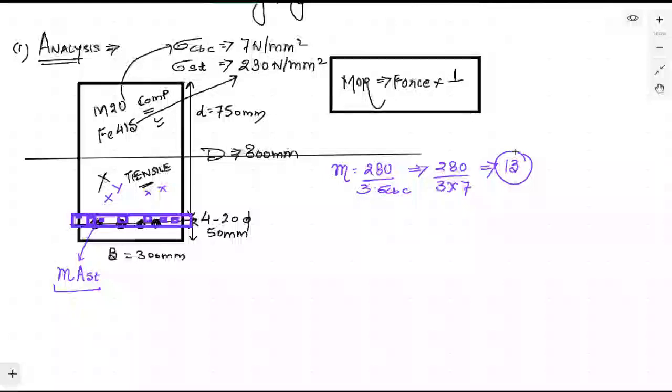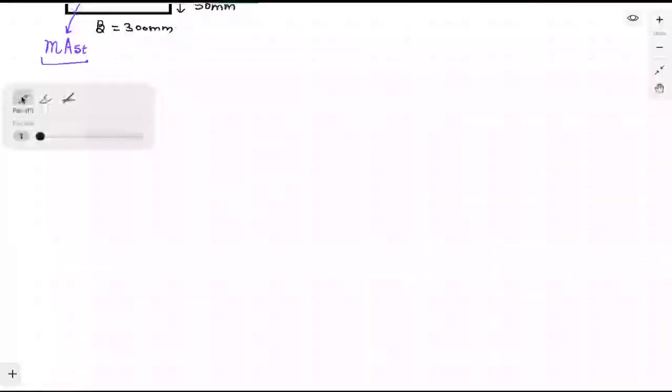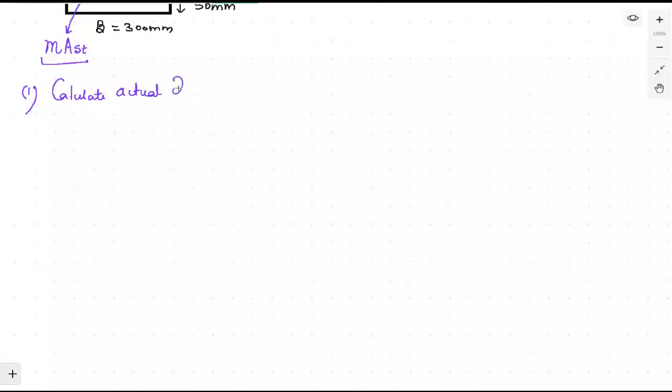अब बात करते हैं एनालिसिस की। एनालिसिस का मतलब होता है you have to calculate the moment of resistance. There are certain number of steps which you have to proceed. The first step is you have to calculate the actual depth of neutral axis.